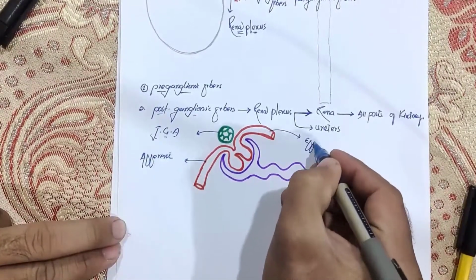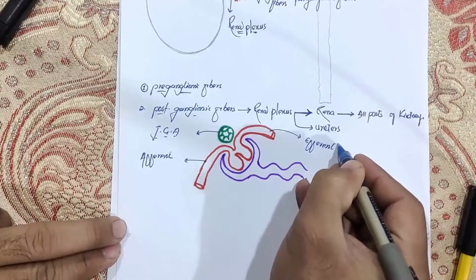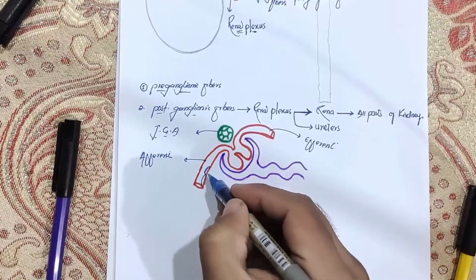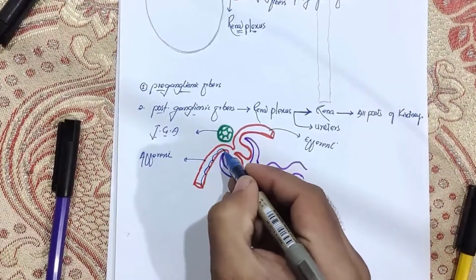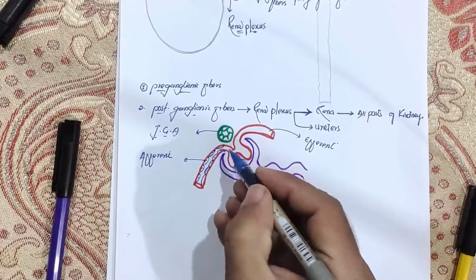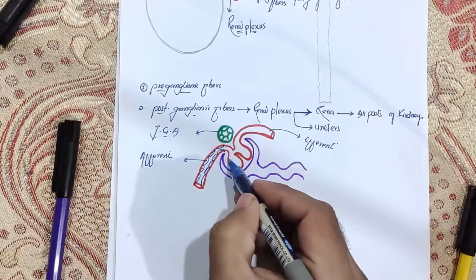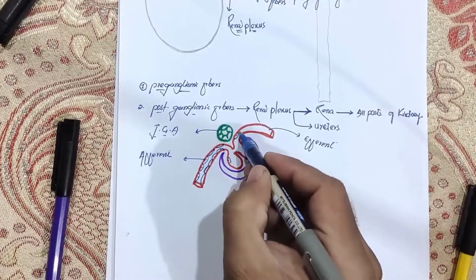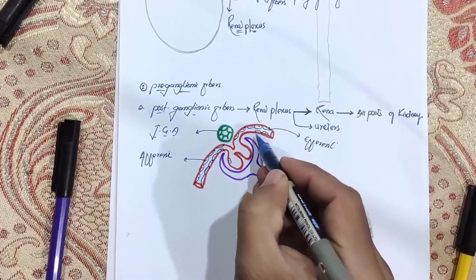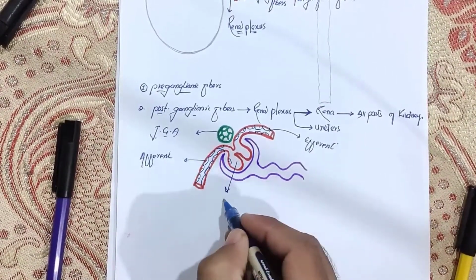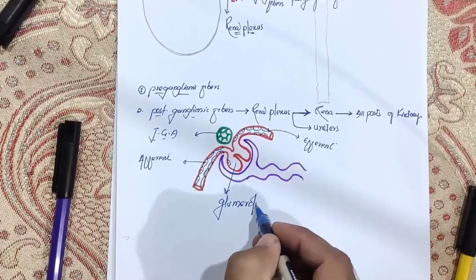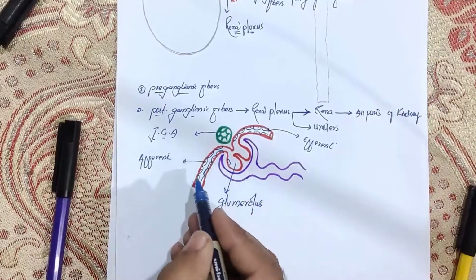Then the smooth muscles are present inside these arterioles. These smooth muscles control the inflow and outflow of the blood inside the glomerulus and outside the glomerulus, right? So these smooth muscles are supplied by these nerves. Very importantly, this area is the glomerulus. Okay, now these are the smooth muscles. Okay, now let us innervate them.